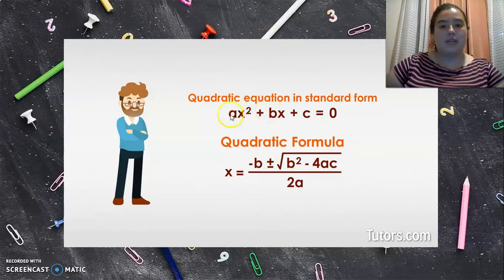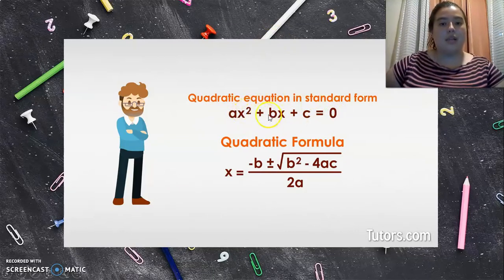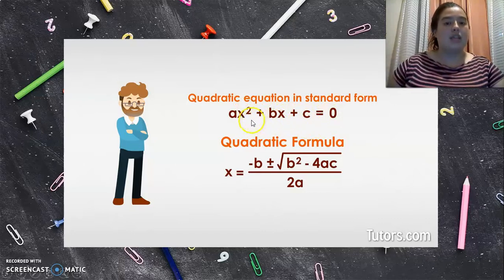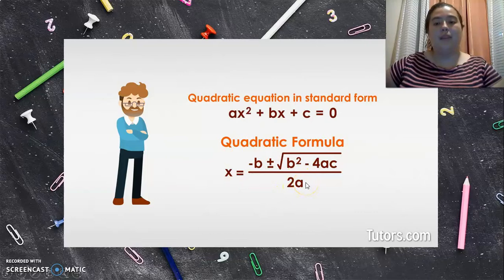Okay, this is a quadratic equation in standard form: ax to the second power plus bx plus c equals 0. Then you have to substitute these values into the quadratic formula. The quadratic formula is x equals negative b, plus or minus the square root of b to the second power minus 4 times a times c, and all of this divided by 2 times a, okay?